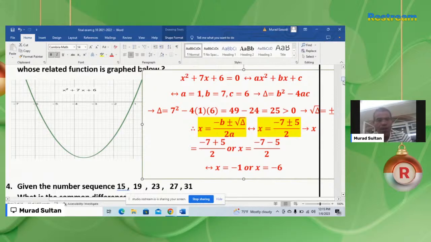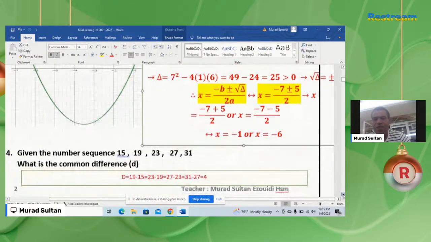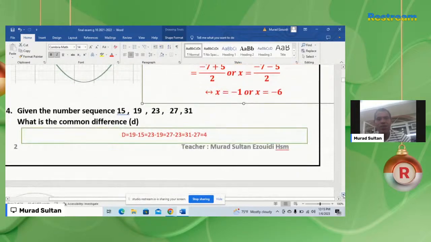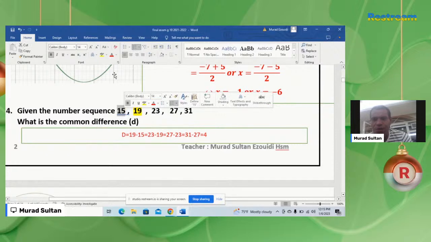Okay. Now the next question, we have what? Given the number sequence 15, 19, 23, 27, and 31. Okay, the question is, this question is going to be for my daughter, grade 10. So the common difference is what? It is 19 minus 15. It will be 4.